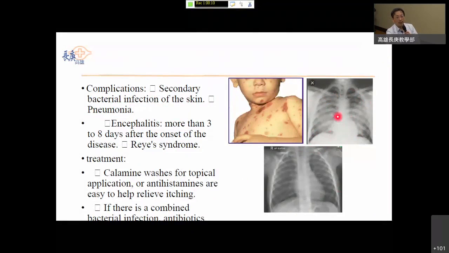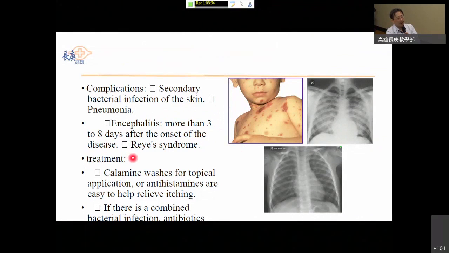Like what we see in respiratory infections, the lung has been white out, okay? So it's very important. And even more severe, there is a possibility of encephalitis, okay? That's a very severe complication. What we mean by encephalitis is inflammation of the brain, mostly occurring 3 to 8 days after the onset of the disease.